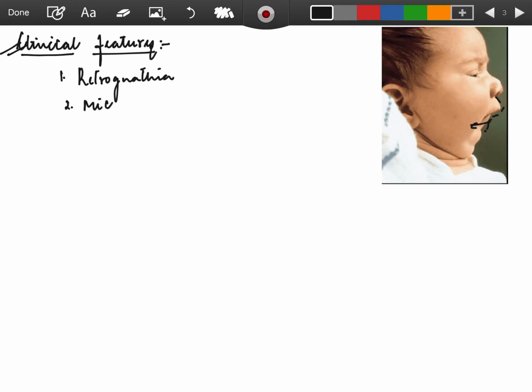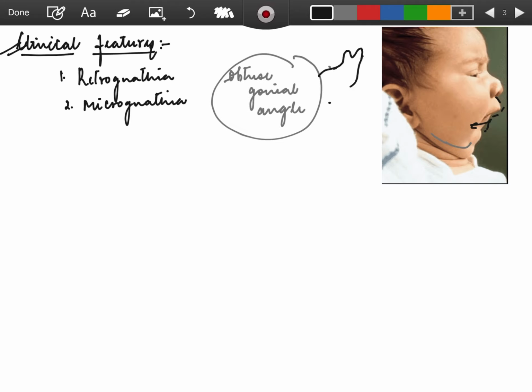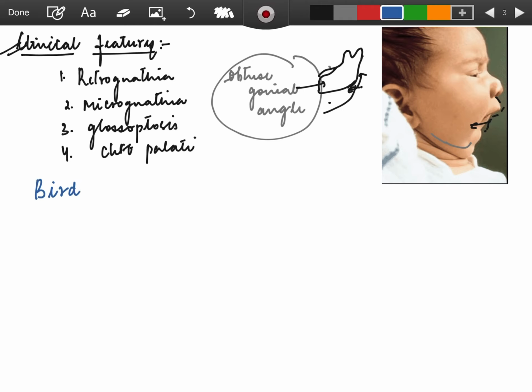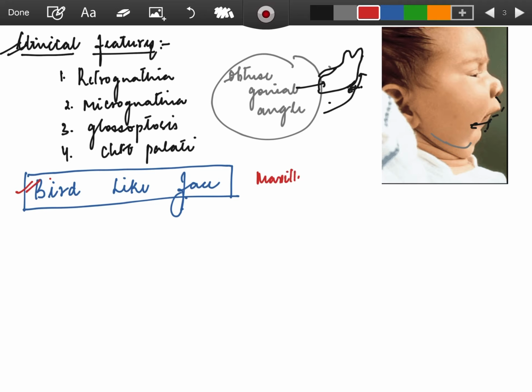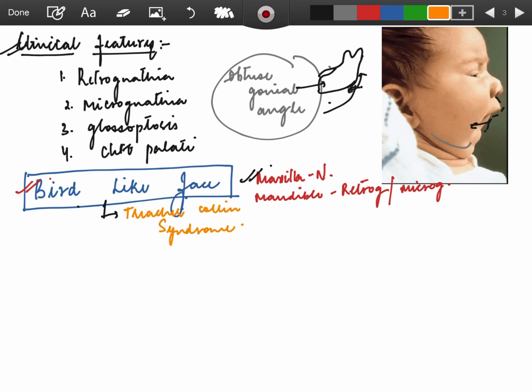So the clinical features are the retrognathia and micrognathia, as you can see in the picture. The maxilla is normal and there is an obtuse gonial angle due to the micrognathia and the retrognathia, and there is a glossoptosis and cleft palate. And the most characteristic feature is the bird-like face. Bird-like face is like maxilla normal and mandible retrognathic. It appears like the face of a bird. It is also seen in Treacher Collins syndrome other than Pierre Robin syndrome.